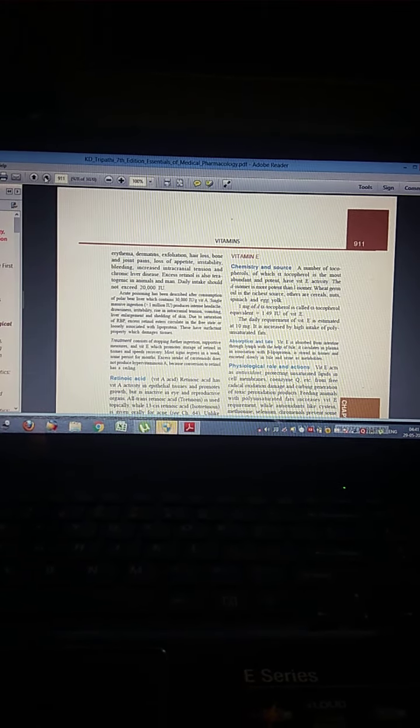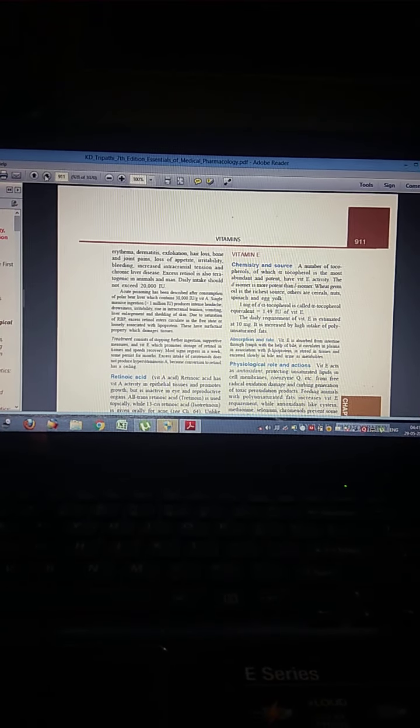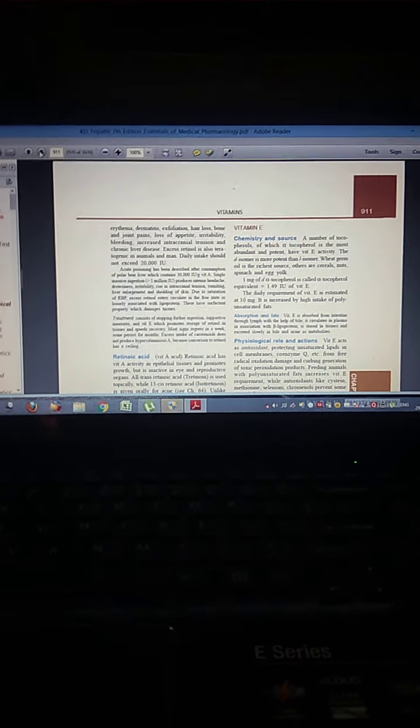Vitamin E chemistry and sources. A number of tocopherols have vitamin E activity, of which alpha tocopherol is the most abundant and potent. The D isomer is more potent than the L isomer, and wheat germ oil is the richest source. 1 mg of D alpha tocopherol is called alpha tocopherol equivalent, equal to 1.49 international units of vitamin E.